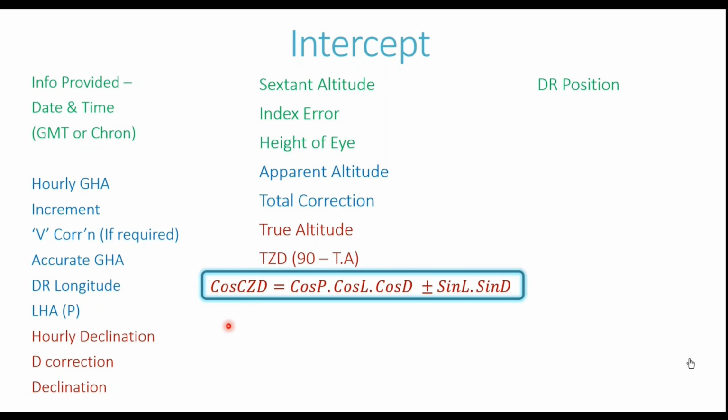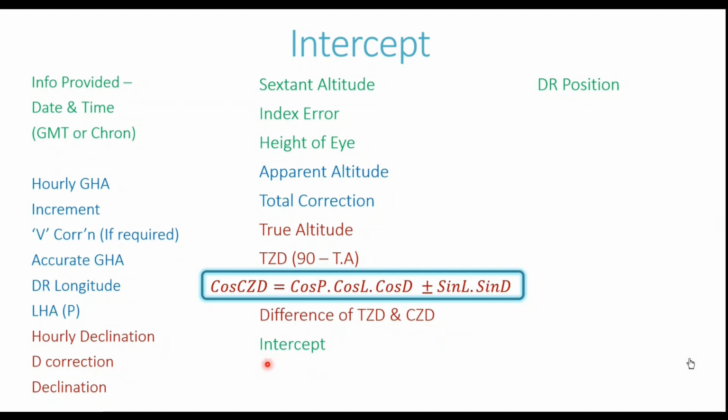Now once CZD is found, what we do is we get the difference between TZD, that is the true zenith distance, and CZD, the calculated zenith distance. We find out what is the difference between these two, and this difference is what we call the intercept. So intercept is nothing but the difference between the true zenith distance and the calculated zenith distance.